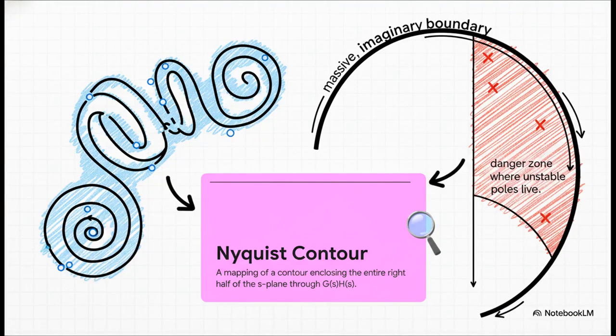To really grasp Nyquist, imagine a massive boundary enclosing the entire right half of the complex plane. We care about this because that is the danger zone where unstable poles live. We take this giant contour, map it directly through our open-loop transfer function, and the result is essentially a complete, closed-loop version of our polar plot.